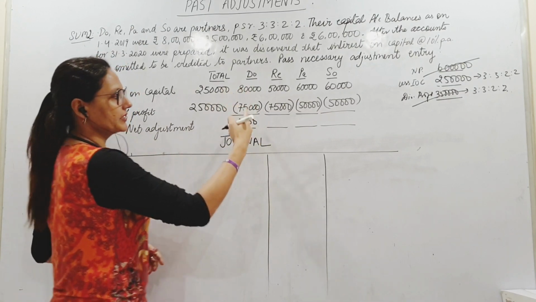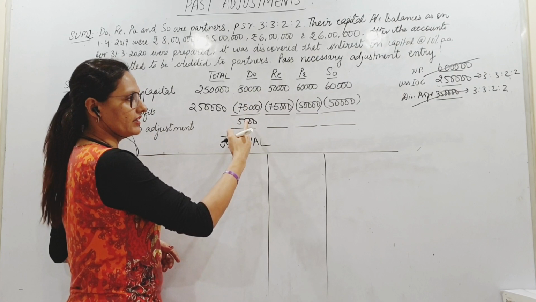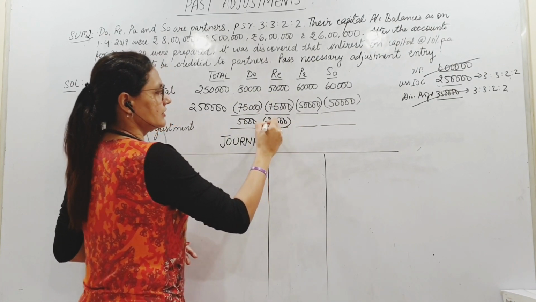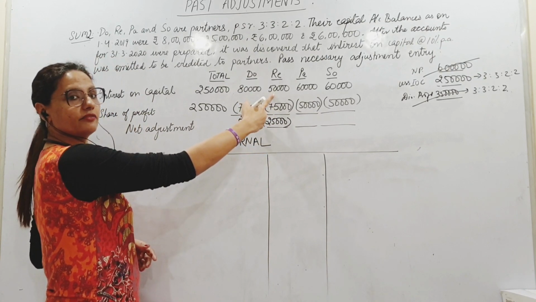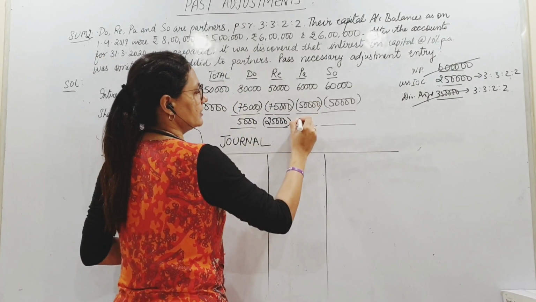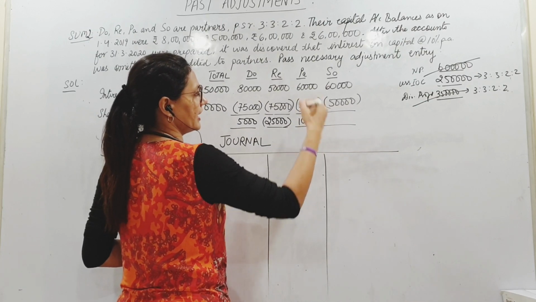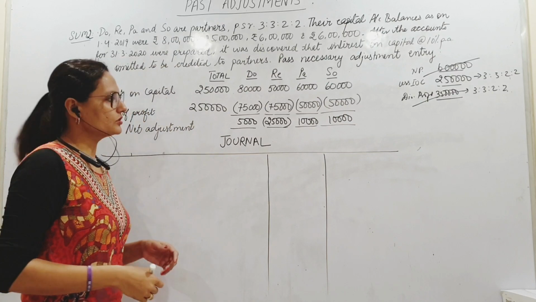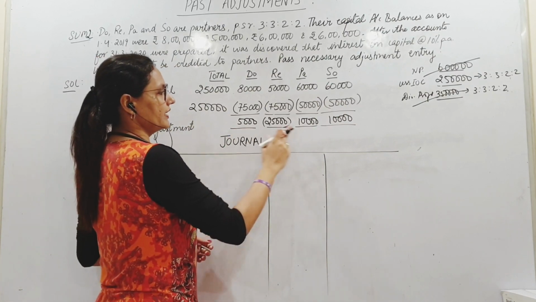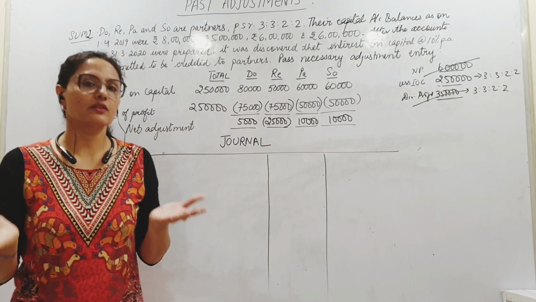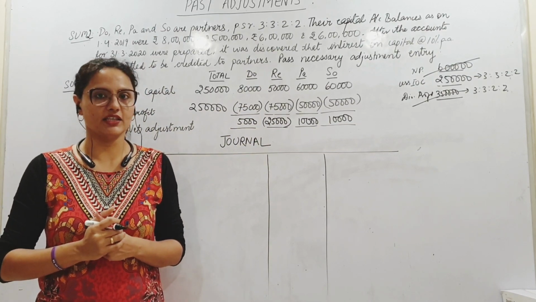5,000 plus, because 80 is more than 75. Here it is coming as negative because 75 was given, but we had to give only 50. 25 extra, I'll take it back from Ray. Here 10,000 I have to give, and here also 10,000 I have to give. So if you check, the pluses are 5, 10, 10, 25, and the minus is also 25. The debits will be equal to my credits when I pass the journal entry.